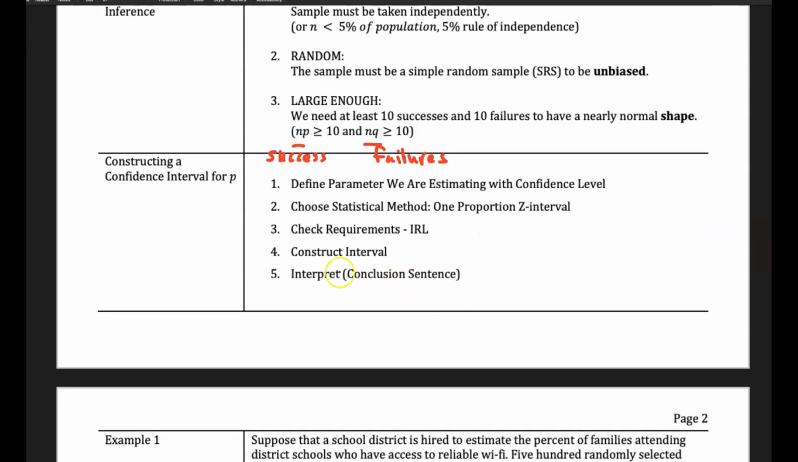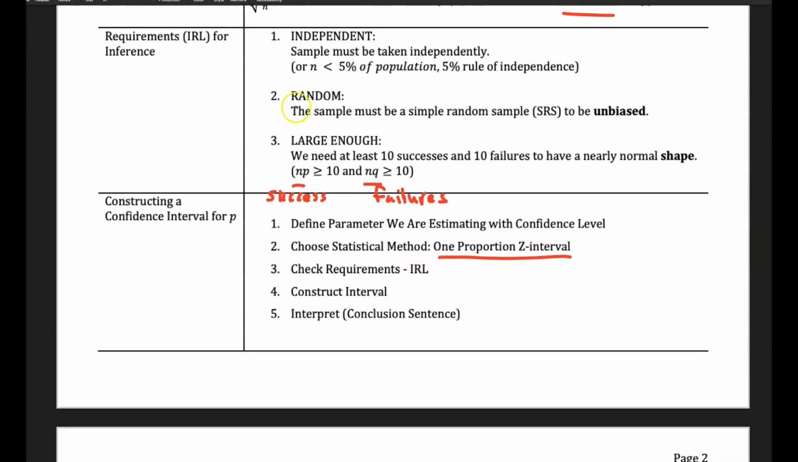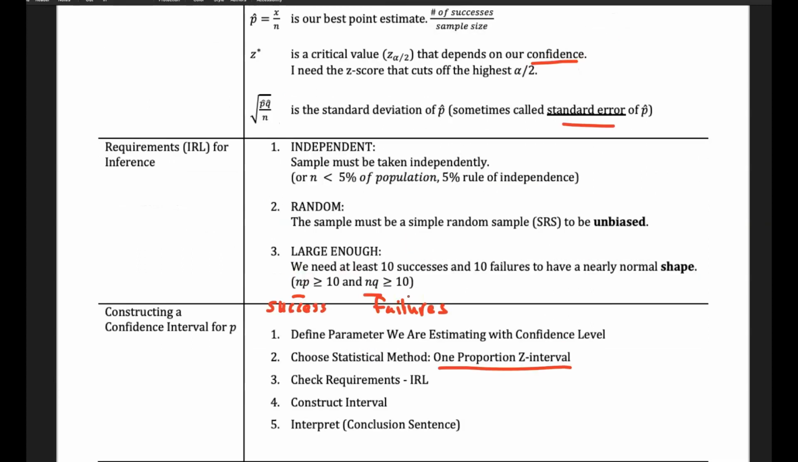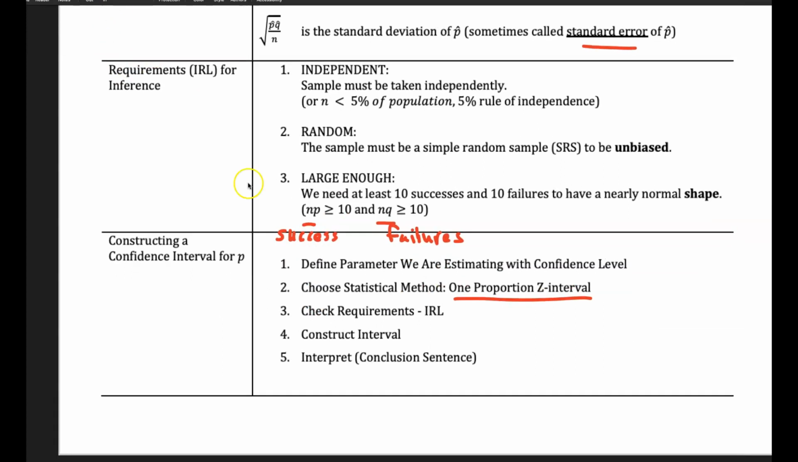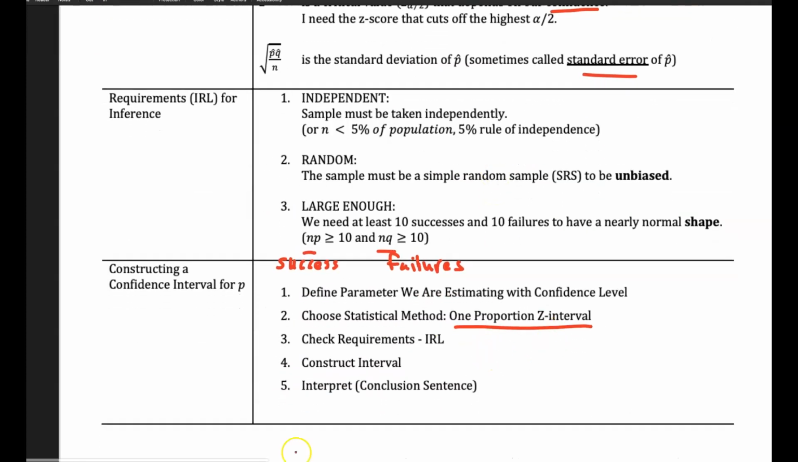And so we have steps to do a confidence interval, and these are the 5 steps. To find the parameter, which would be a proportion, we're going to run a 1 proportion z interval test method. We check the requirements. We construct the interval using the equation that we have right here, using the formula, and then we interpret it. That's what we got.